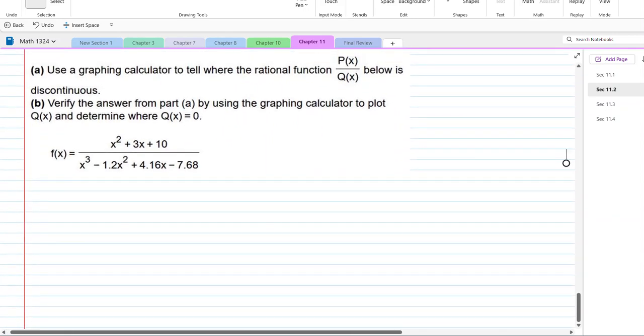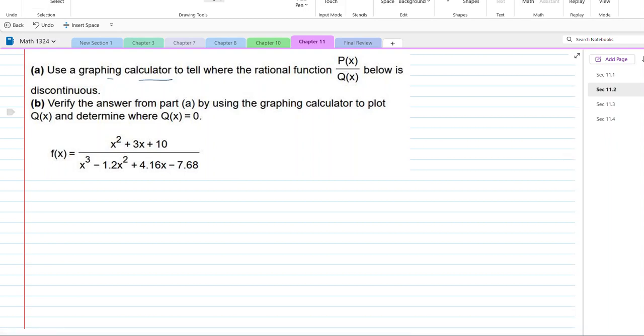All right, this is our last problem on this section, and it's ugly. It says, use a graphing calculator to tell whether the rational function below is discontinuous. So let's do that, starting with the grapher.